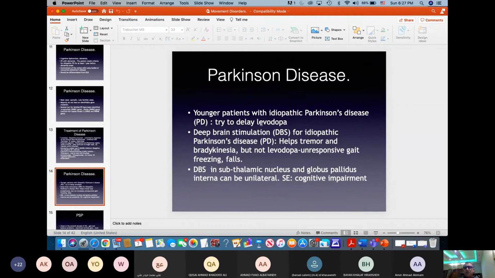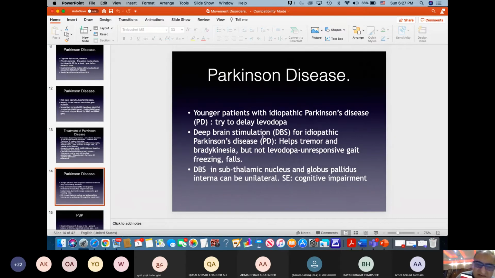So we talked about these younger patients. Typically, we try to delay the levodopa. So a patient comes to me at age 30, 40 with Parkinson's. I try to start with others like rasagiline, selegiline, or the dopamine agonists like pramipexole. However, ultimately the disease will progress and we have to use the Sinemet, the most effective medicine.